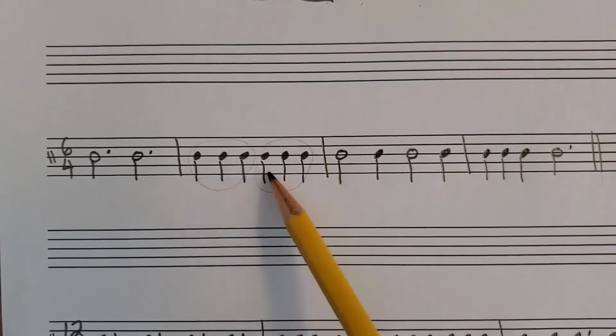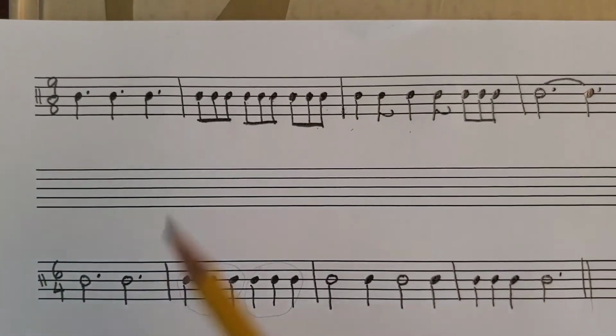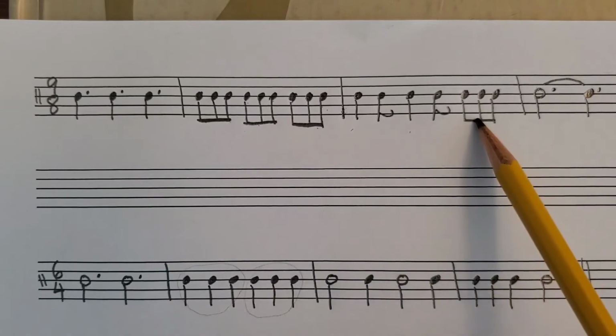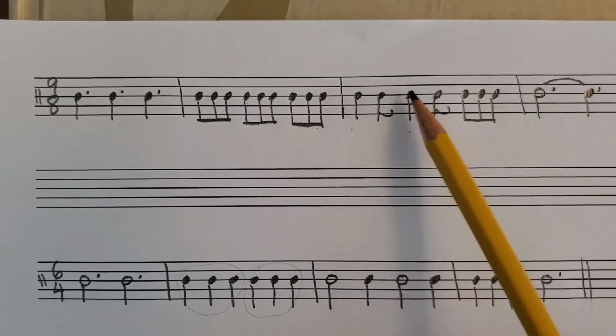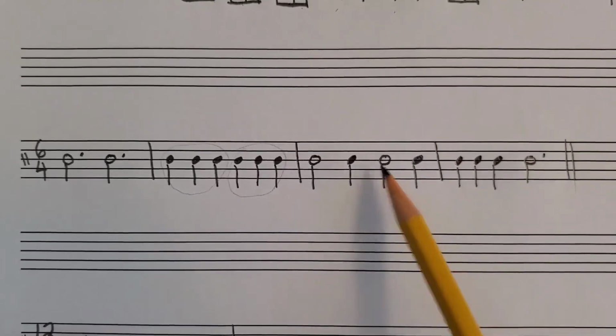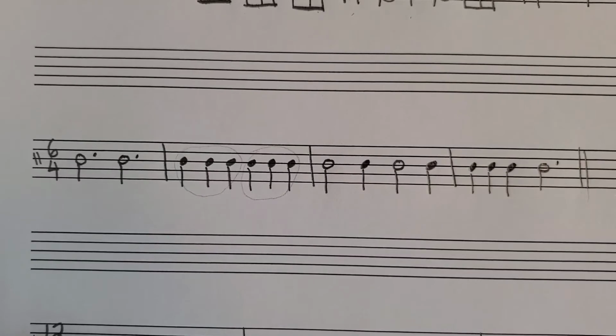Notice you can't beam quarter notes together. So you might have noticed in the previous example, I was able to beam together underneath the beat. But you can't beam the quarters. And then again, the last couple measures are just made up rhythms to show you some possibilities in 6/4.